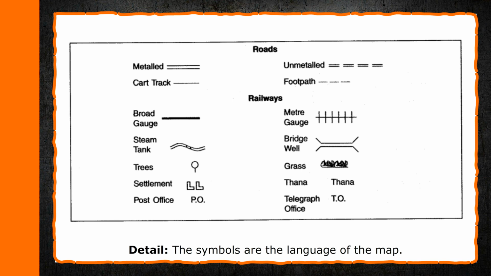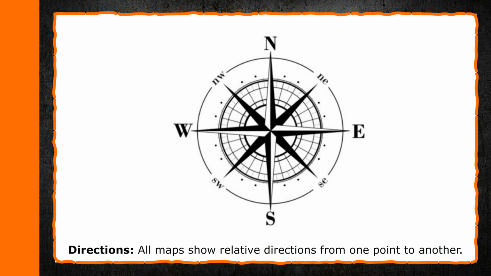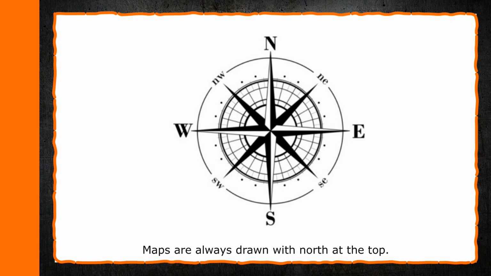Detail. The symbols are the language of the map. They explain the layout of the land. All its specific features are represented by various symbols. Directions. All maps show relative directions from one point to another. Maps are always drawn with north at the top. This helps to identify the other directions.